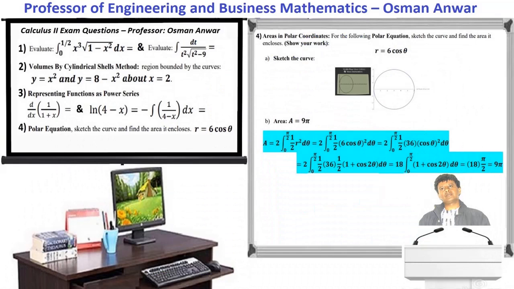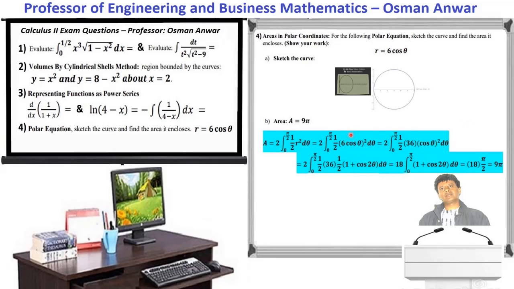Then I have here area in polar coordinates. If you have r equals 6 cosine theta, to find the area of this in polar coordinates, it is A equals 9 pi. So this is basically A equals the integral from 0 to pi over 2 of one half r squared d theta, where r is 6 cosine theta.